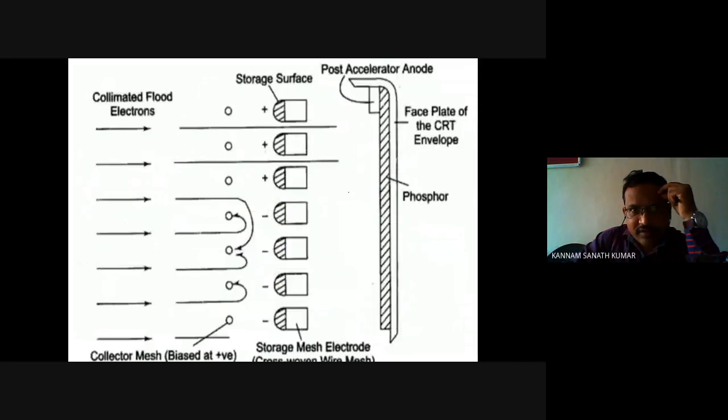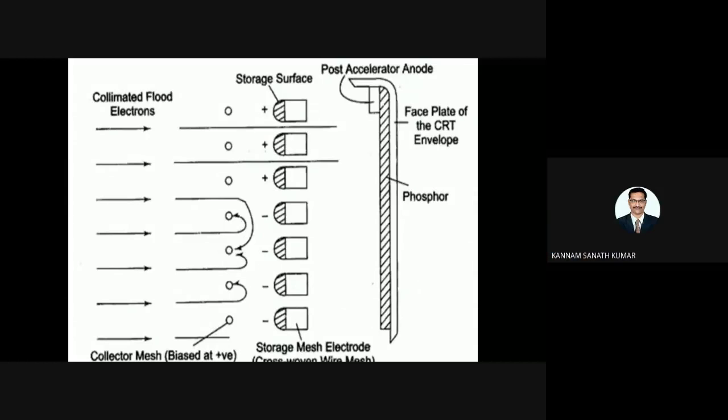So this is reproducing the storage pattern. Here, this is the collector mesh, this is the storage mesh, and this is the phosphor screen. From the flood gun, electrons are coming to the collector mesh, and some electrons will be accumulated here, with the storage mesh. Suppose some positive charges are there, that means these are the secondary electrons. So secondary electrons are there.